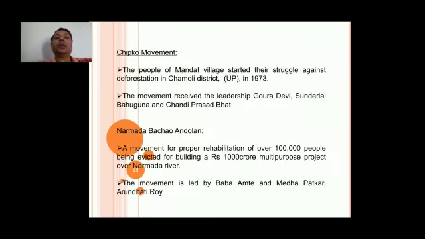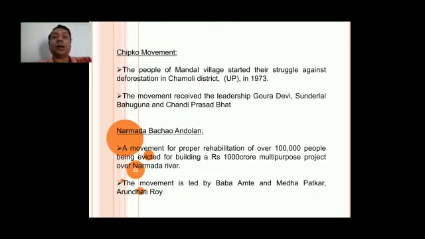Chipko movement. The people of Mandal village started their struggle against deforestation in Chamoli district, which is at present in Uttarakhand, in 1973. The movement received the leadership of Gaura Devi, Sundarlal Bahuguna and Chandi Prasad Bhatt.